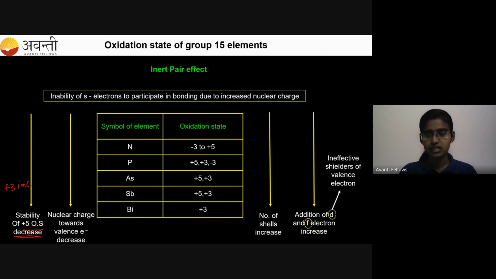Inert pair effect. If you have any doubt in the inert pair effect, you can put it in the chat box, or if it is clear to you, just type yes in the chat box. I will move on with the next topic.